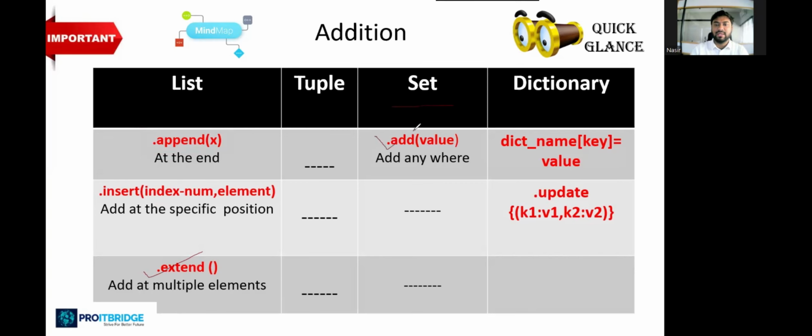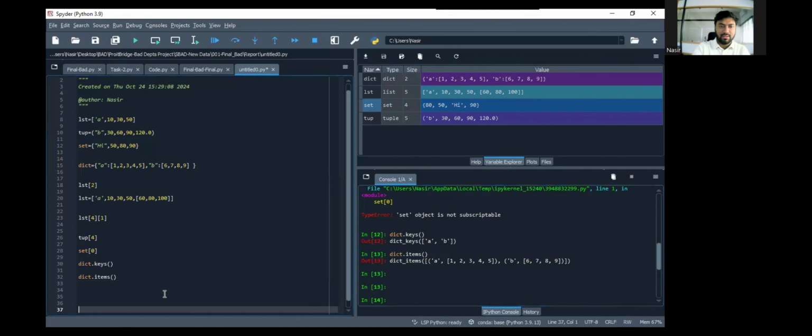Then let's talk about set. A set is unordered, so we can make use of the add function. And we will come to the dictionary as well. First, let's have a look at the list part. So let's quickly take this list itself.